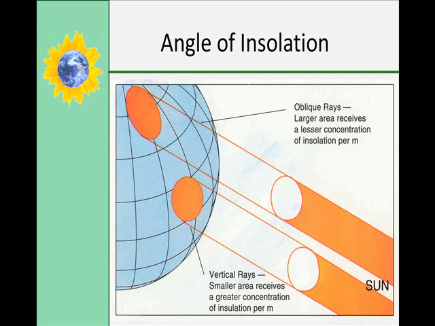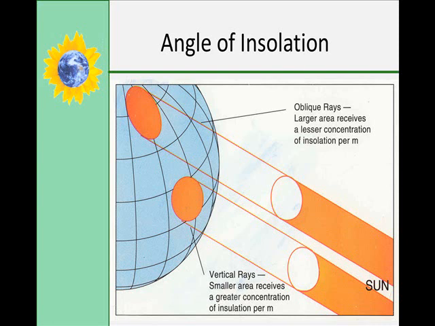As the season progresses, only areas between the tropics of Capricorn and Cancer will receive 90 degrees of insolation at noon. Sunlight is most intense at this angle, because the sun's energy is concentrated in the smallest possible area. At all other latitudes, the sun's rays are more acutely angled, and the solar radiation is spread over a larger surface area and is therefore weaker.